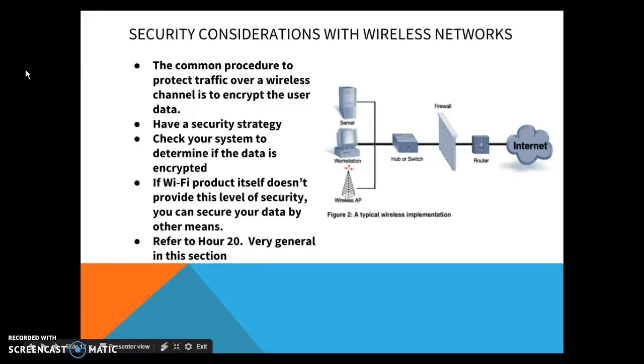Security considerations with wireless networks. The common procedure to protect traffic over a wireless channel is to encrypt the user data. Have a security strategy. Check your system to determine if the data is encrypted. If the Wi-Fi product itself doesn't provide this level of security, you can secure your data by other means. Refer to Hour 20. This chapter was really general with security considerations. They kept saying this will be discussed in more detail in Hour 20, or Chapter 20. But it really focused on having a security strategy.